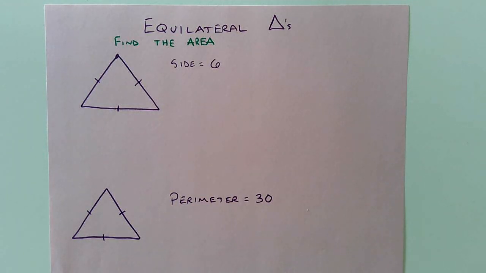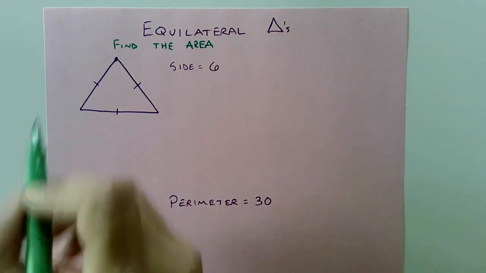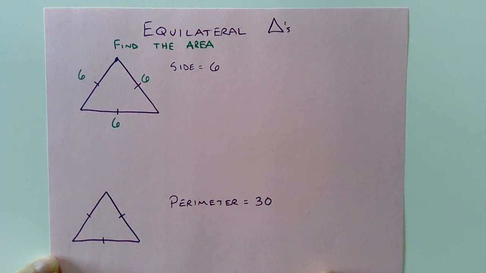All right, today we're going to look at finding the area of an equilateral triangle. So here's our first example, finding the area. We have a side length of 6. What that tells us is, since it's equilateral, every side is 6.